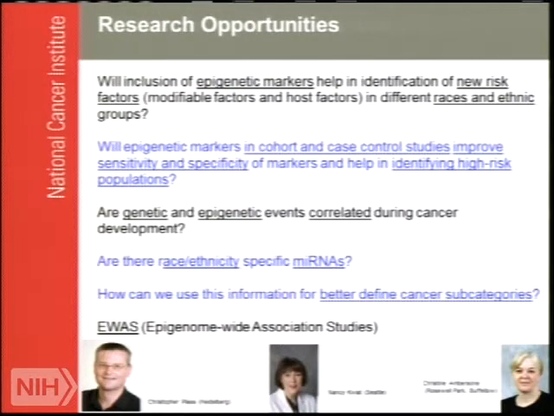In cohort studies it is more important because their disease has not developed and we follow them. How much they are correlated, genetic and epigenetics. Whether some race or ethnicity is specific, these marks are there, especially microRNA. And then how we can use that for better defining the subcategories. For example, in breast cancers, maybe 20 kinds of cancers you will see. So these molecular markers will work, and these are some of our key investigators.